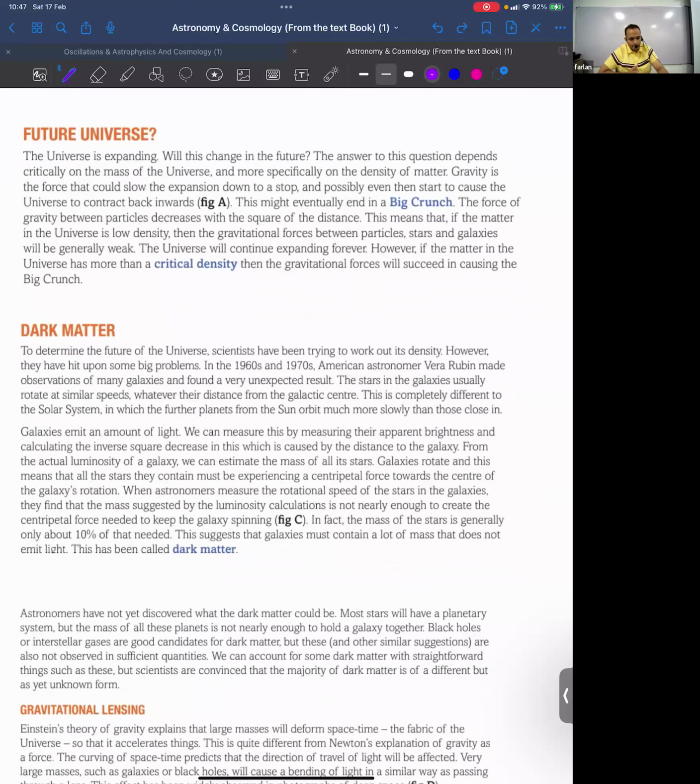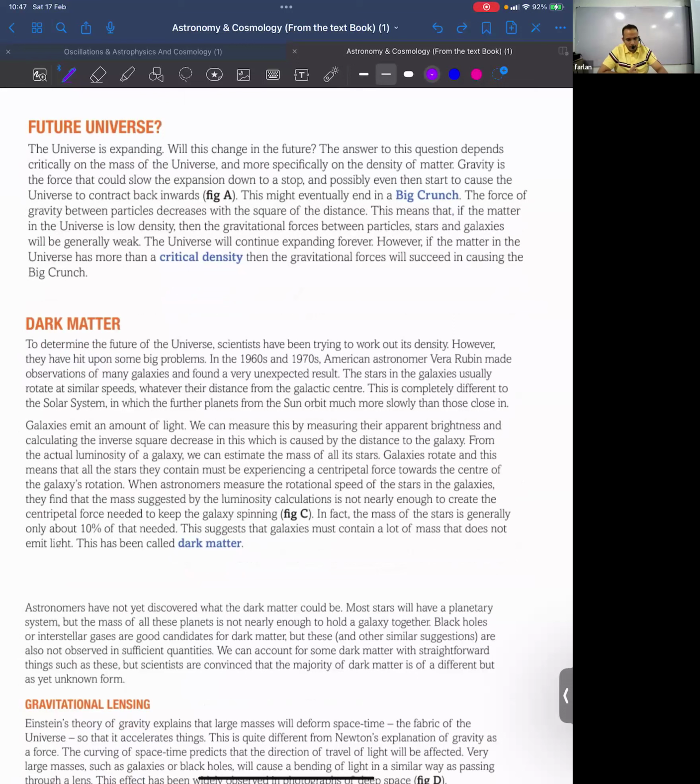Dark matter. To determine the future of the universe, scientists have been trying to work out its density. However, they hit upon some big problems in the 1960s and 1970s. American astronomer Vera Rubin made observations of many galaxies and found a very unexpected result. The stars in galaxies usually rotate at a similar speed, whatever their distance from the galactic center. This is completely different to the solar system, in which the planets further from the sun orbit much more slowly than those close in.